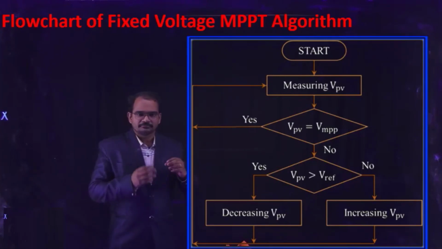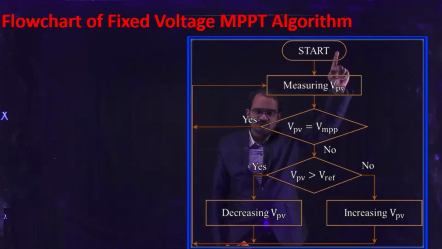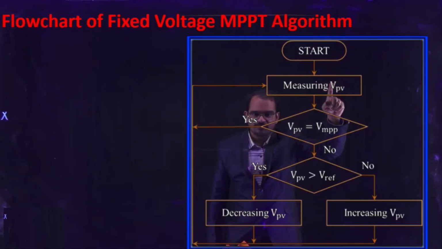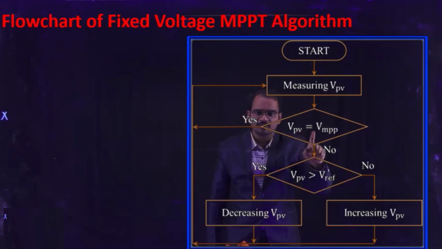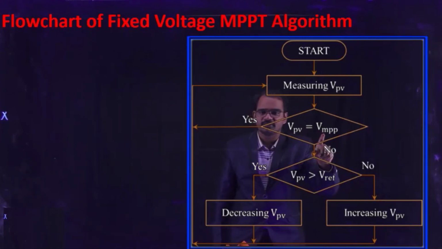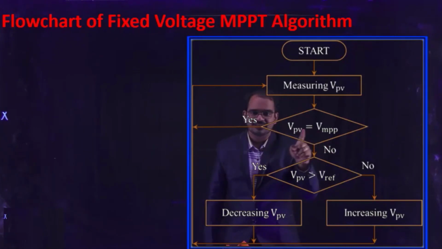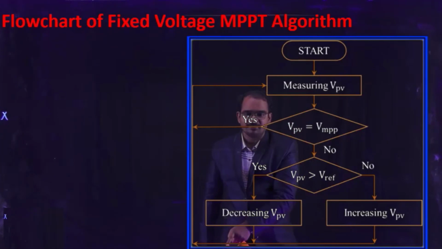Initially you need to start the MPPT algorithm. Then the first step is to measure the array operating voltage VPV. Then you compare whether this array operating voltage is equal to the reference voltage or not. That reference voltage is Vm or VMPP, the voltage at the maximum power point. Compare this array operating voltage VPV with the reference voltage VMPP. If both are equal, the panel is operating at MPP. Yes, then the program will be terminated.